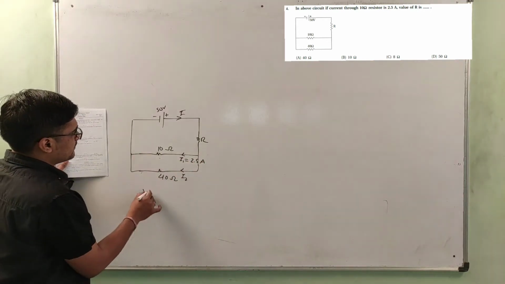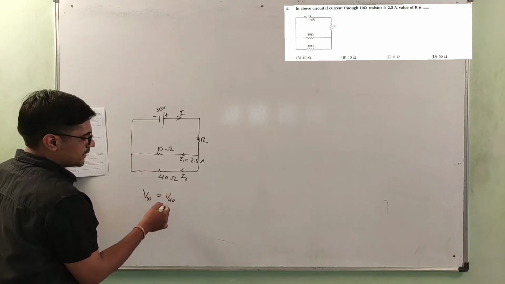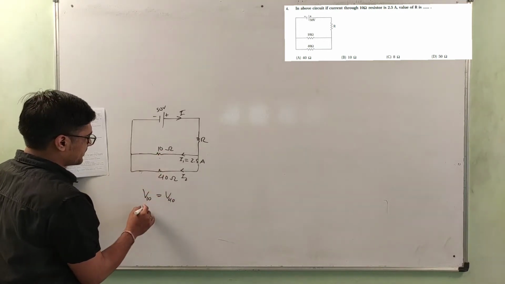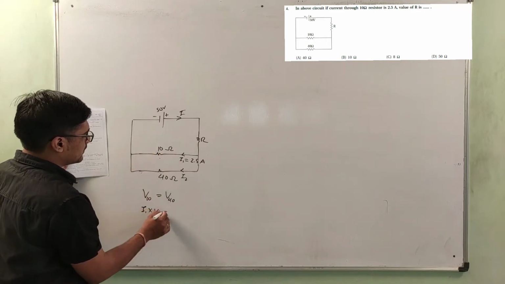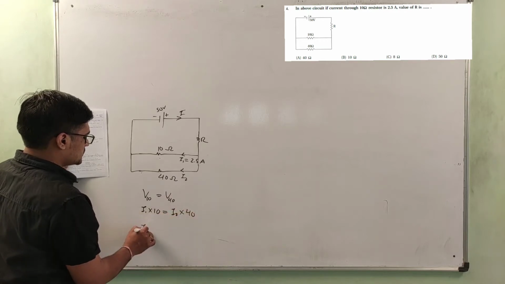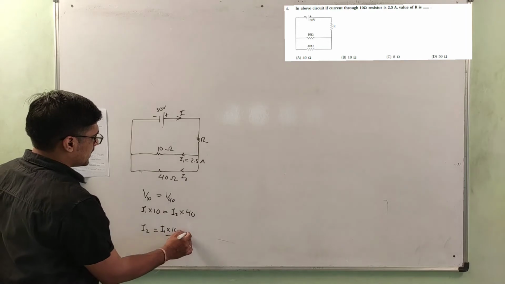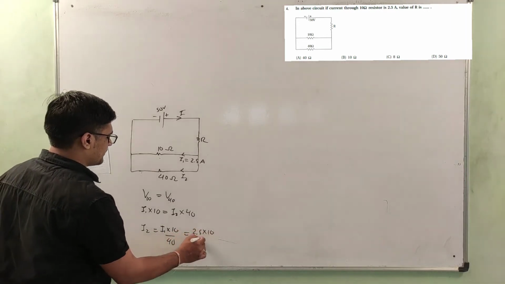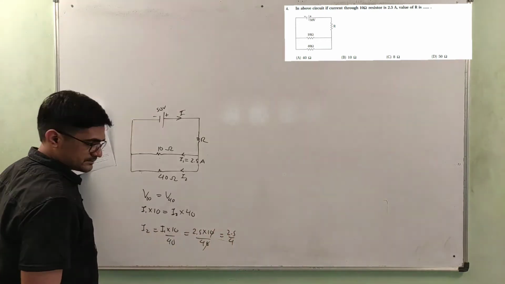These two are in parallel, so the potential difference between their two terminals is the same. So potential difference V is equal to I into R: I1 into 10 and I2 into 40. So I2 is equal to I1 into 10 by 40. I1 is 2.5, so 2.5 into 10 by 40. The zeros cancel, and 2.5 by 4 is the answer.